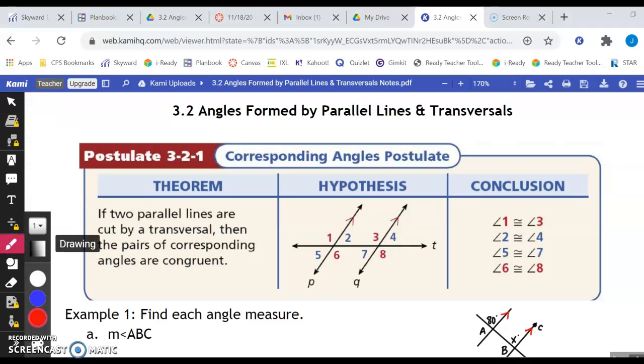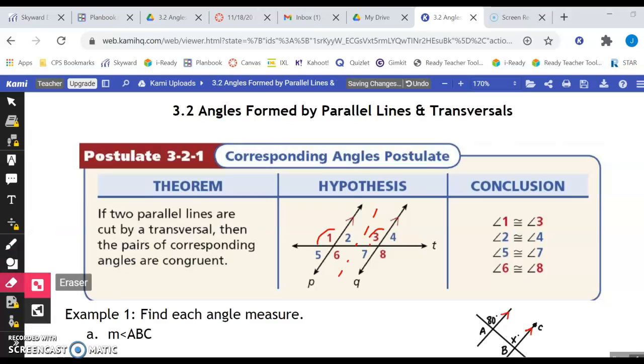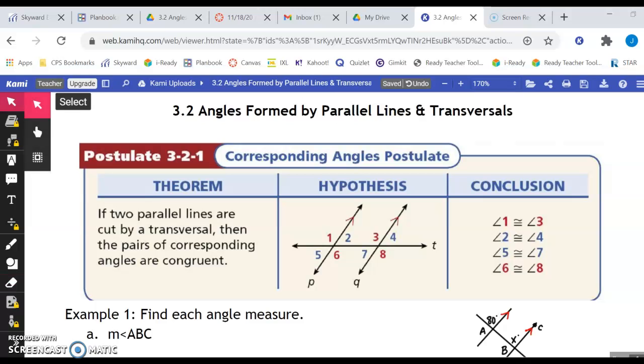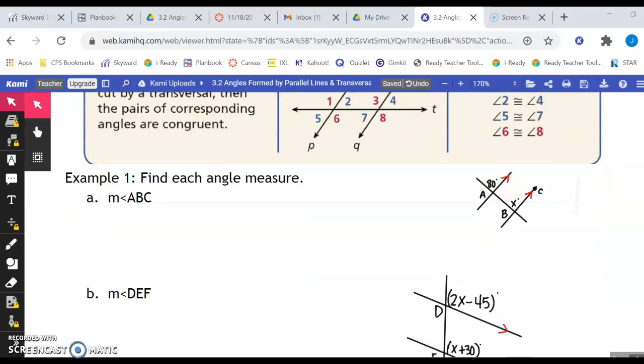So if I were to cut this picture in half right here between the parallel lines, angles 1 and angle 3 are in the top left-hand side. So those are corresponding angles. So those would be the same. Same thing for 2 and 4. They are in the top right-hand side. So those are going to be the same. 5 and 7 are in the bottom left-hand corners. So those would be congruent. And then 6 and 8 are in the bottom right-hand corners. So they would be congruent. So this postulate tells us a lot about those 8 angles.